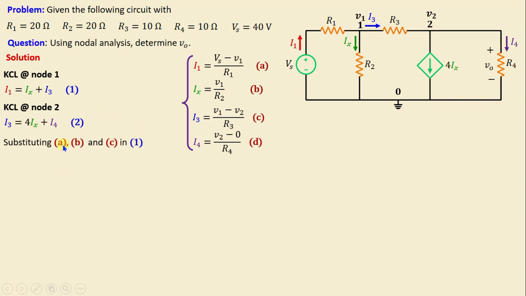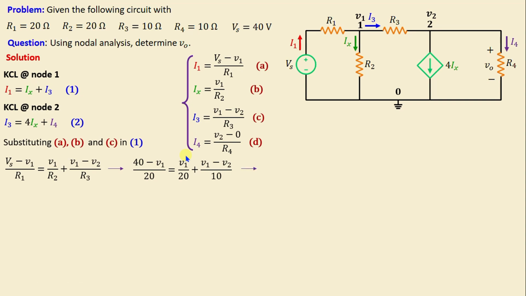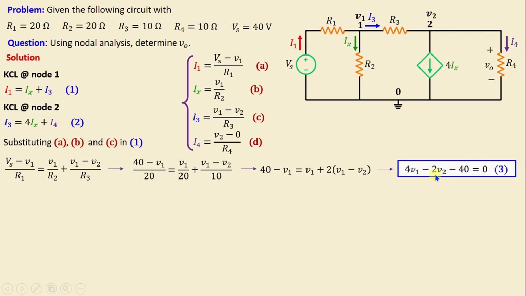Now, by substituting equations A, B, and C in 1, we obtain Vs minus V1 over R1 is equal to V1 over R2 plus V1 minus V2 over R3. By replacing the resistors and the voltage with their numerical values, we obtain this equation. And if we combine all the terms of this equation into a single denominator, we obtain the following equation. And if we continue simplifying this equation, we obtain finally 4V1 minus 2V2 minus 40 is equal to 0.